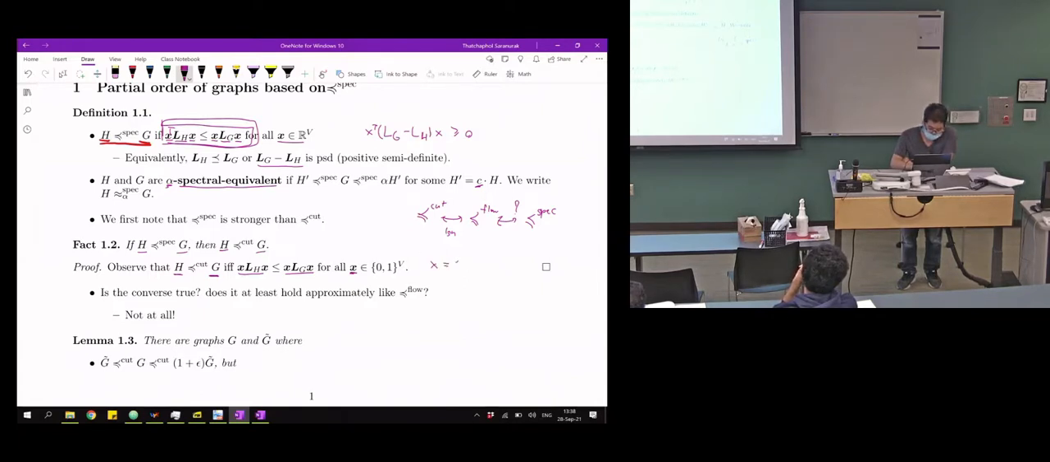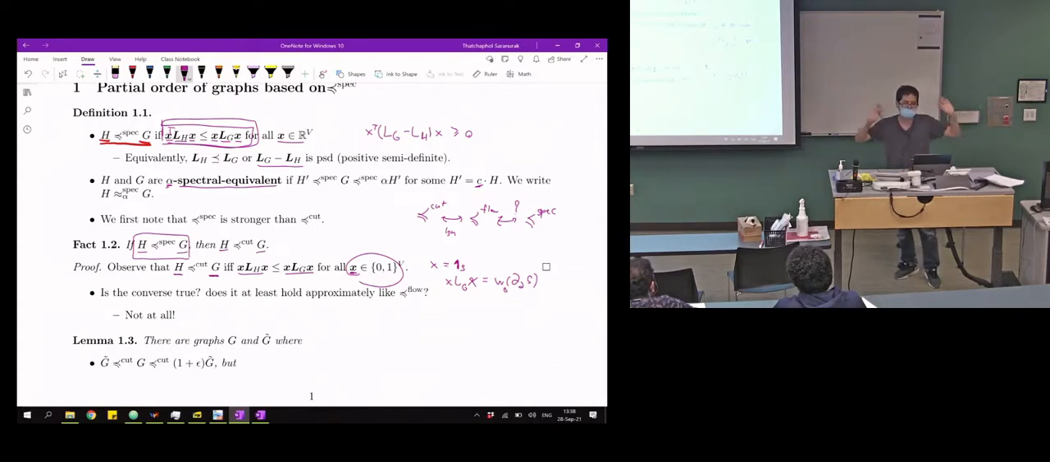Because when x is a 0, 1 vector, it represents a set S, then just to recall, this is just the cut size. So when you put x as a 0, 1 vector, this is just comparing cut size. But when H is less than G in the spectral sense, it holds for every vector. Now, can we say something about the converse?